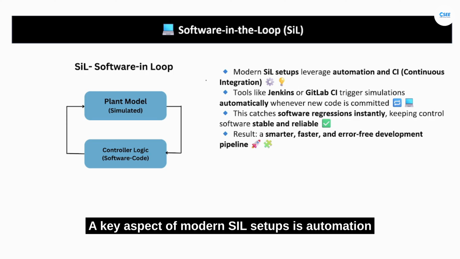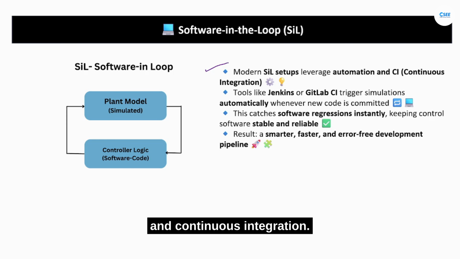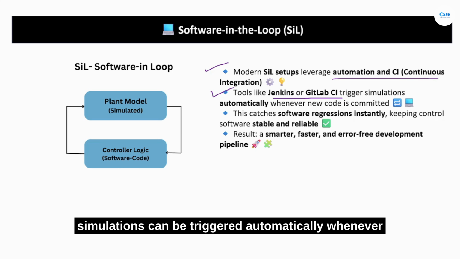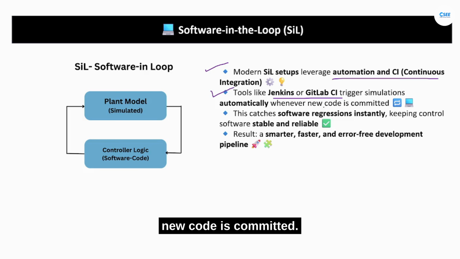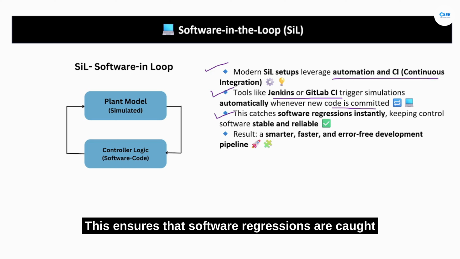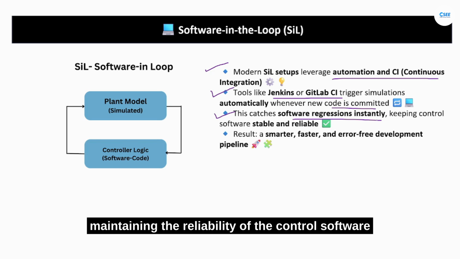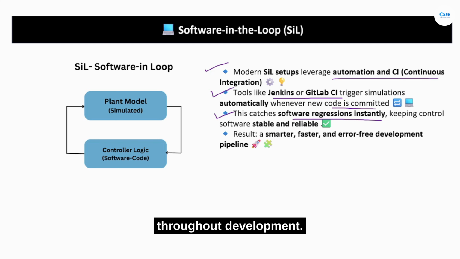A key aspect of modern SiL setups is automation and continuous integration. Using tools like Jenkins or GitLab CI, simulations can be triggered automatically whenever new code is committed. This ensures that software regressions are caught instantly, maintaining the reliability of the control software throughout development.